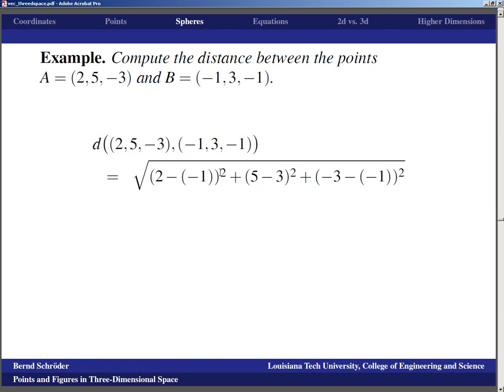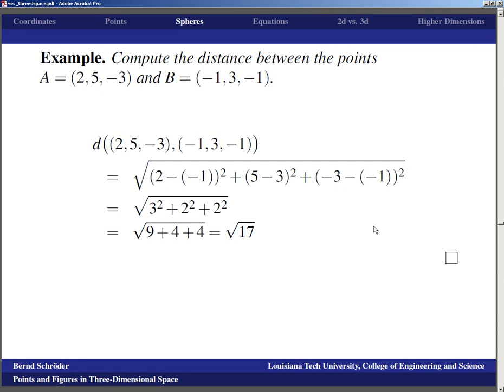You take those differences, you square them, you add them up, and you take the square root. You need to make sure that you deal correctly with the negative signs, and so we end up with 2 minus negative 1 is 3, quantity squared, 5 minus 3 is 2, squared, and negative 3 minus negative 1 is negative 2, and of course the negative sign doesn't matter, so we get 2 squared here. Square root of 9 plus 4 plus 4, which is the square root of 17, and that's it.